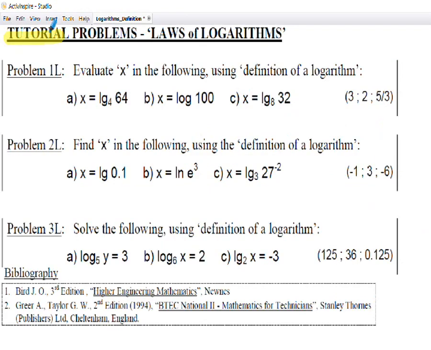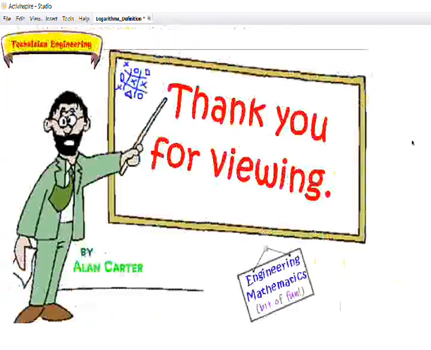I'll leave you with some tutorial problems here to look at, all based on the previous examples and questions, and the answers are given on the sheets in the brackets on the right hand side. The bibliography is also stated for your reference. I hope this has been of interest to you, and thank you for viewing.